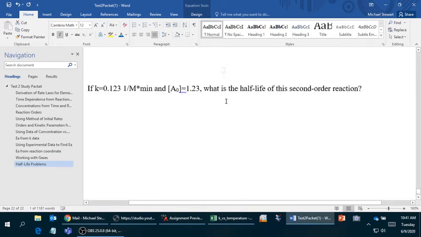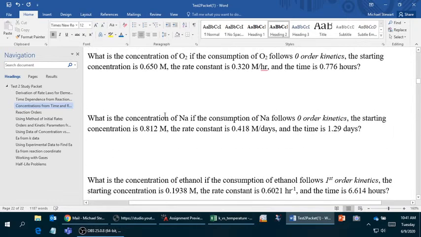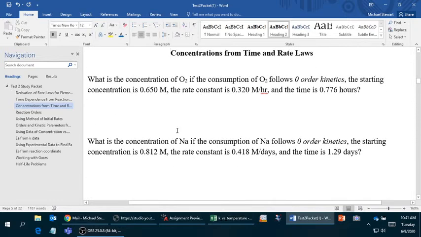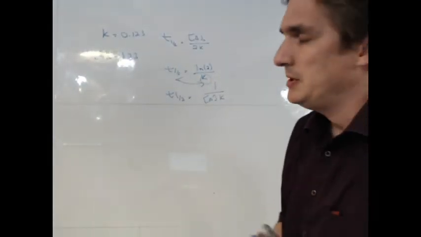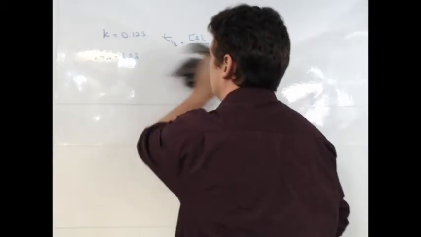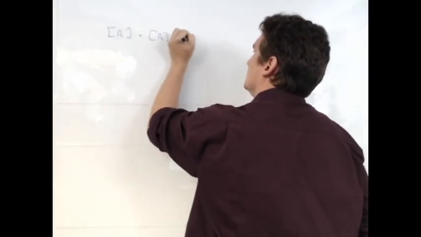Now, in terms of the packets, page 5. So we'll work the first question and the last question. What is the concentration of O2 if consumption follows zero order kinetics, and the starting concentration is 0.650, the rate constant is 0.320, and the time is 0.776 hours. So if it follows zero order kinetics, the connection between concentration and time is A equals A naught minus kt.